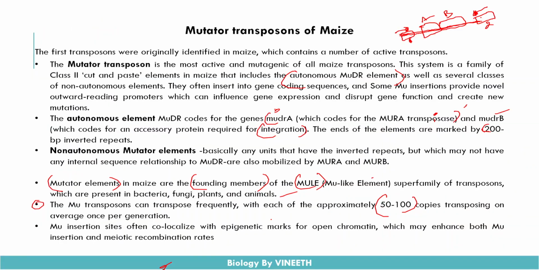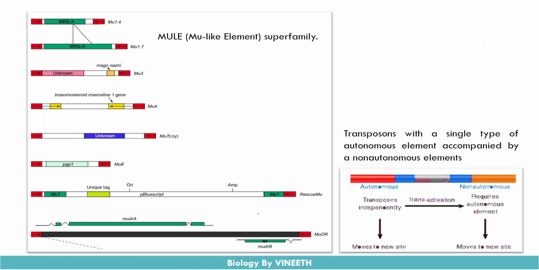That is what I've given over here. Whenever you want to insert a mu-like element, or the mutator element, into the genome, that genome should be in the open chromatin form, or the euchromatin form. Only then will the insertion be possible. And when the region stays in the open chromatin form, this also enhances the insertion rates and the recombination rates for these MULE elements. So this is about the mutator family transposons.